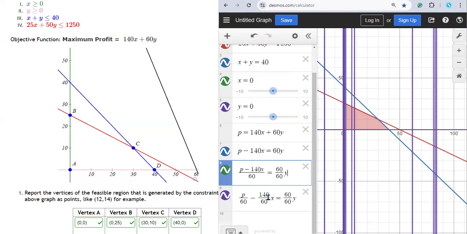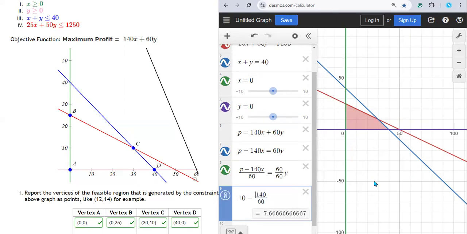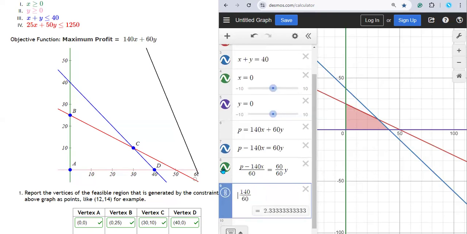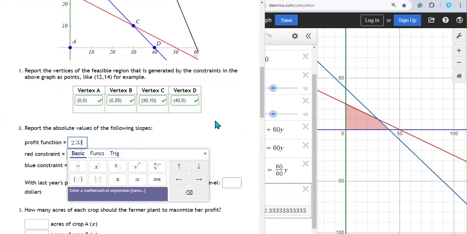These two are the same. And then I can recognize that 60 divided by 60 is 1. 1 times y is y. If the profit happens to be 600, then 600 divided by 60 is what? 10. And then this would be the slope, 140 divided by 60. So 140 divided by 60 is the slope. So the slope of the profit function is 2.333.